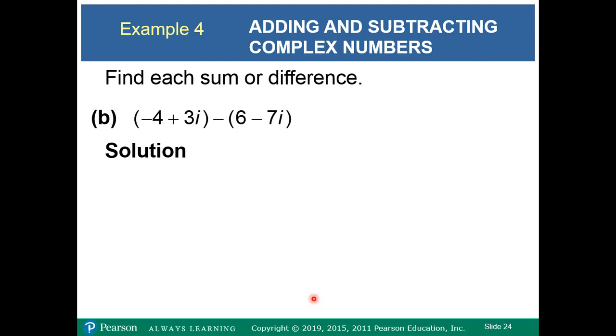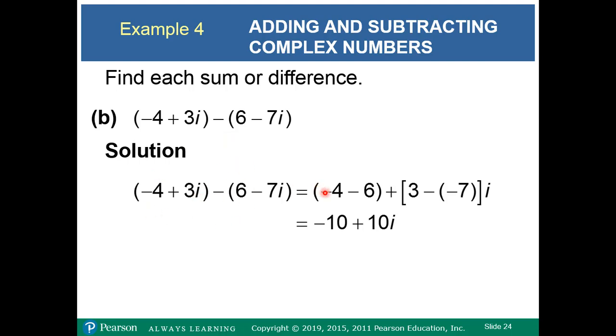Okay, what about this one? Now we're subtracting. The first thing I would do is distribute the subtraction, right? Or what you could do is change this to a plus and then distribute the negative sign. So it'd be plus negative 6 plus 7. You could do it that way. But again, make sure you subtract corresponding parts, and then this changes to a plus sign. So this becomes this minus this plus this minus this. And then of course the i. And then this is what you get.